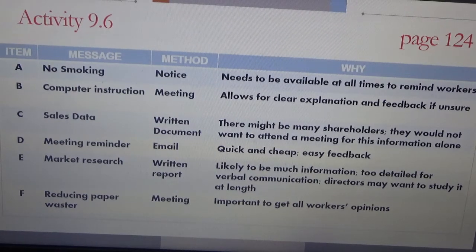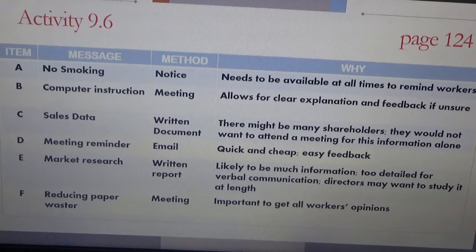Letter E, the product development manager wants to inform directors of the market research into 3 new product ideas. He hopes that they will agree to launch one of these products. Okay, let's see. So our message is market research, method, written report. Why? Because it's likely to be much information, so it's too detailed for verbal communication, and directors may want to study it at length.